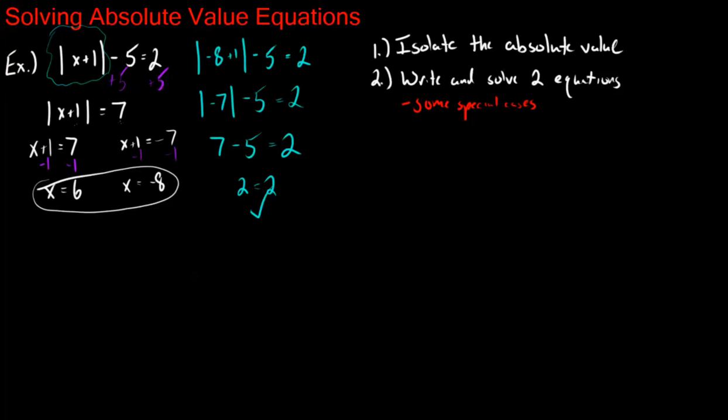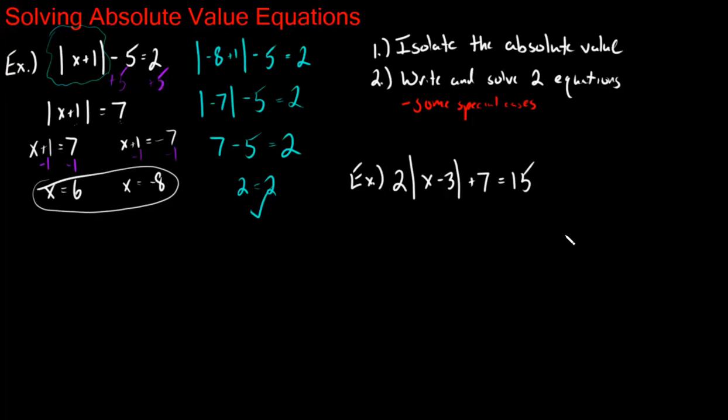Okay, so that's kind of one example. Okay, I'm going to go ahead and make up one that's just a little bit trickier. All right, so let's say for example I had 2 times the absolute value of x minus 3, plus 7 is equal to, let's say, 15.